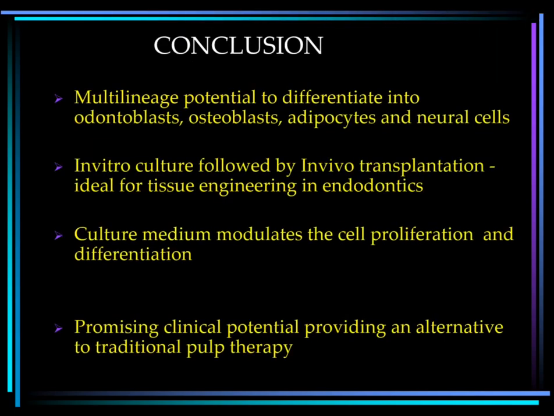So, how would I like to conclude this? I would like to conclude by saying that we have observed that dental pulp stem cells displayed multilineage potential to differentiate into odontoblasts, osteoblasts, adipocytes, and neural tissues. In vitro cultures followed by in vivo transplantations have realized that they have been ideal for tissue reengineering in endodontics.